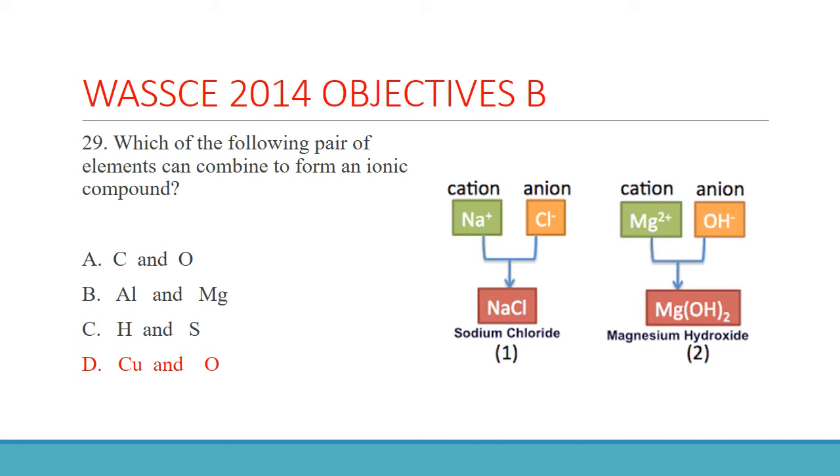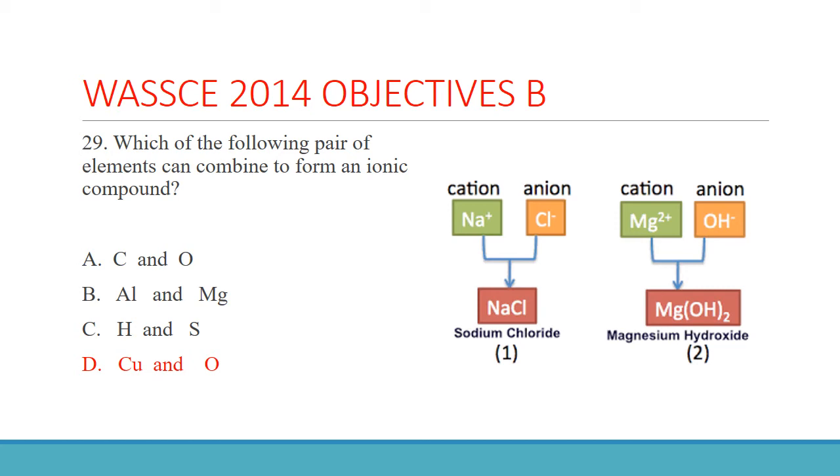Now what is an ion? An ion is an electrically charged particle. It could either be a positively charged particle or a negatively charged particle. When it's a positively charged particle, we call it a cation. When it is negatively charged, we call it an anion, with a negative charge. So when these two ions, positive ions, cations, and negative ions, anions, come together, they form an ionic compound.